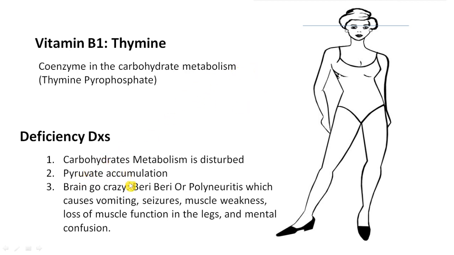So the pyruvate will accumulate because the carbohydrate metabolism is defective. And the next thing is that the brain will go crazy, and it will cause beriberi or polyneuritis, which causes vomiting, seizures. There will be muscle weakness, loss of muscle functions in legs, and mental confusion. So again, all related to this area, the brain. Just remember it, memorize it from there.